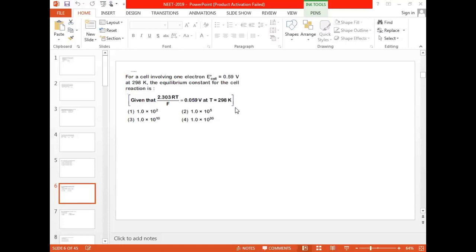For a cell involving one electron, E naught of cell is equal to 0.59 volts at 298 Kelvin. The equilibrium constant for the cell reaction is? Yes. Here, how many electrons involved? One electron is involved. The E naught value is given as how much? 0.59 is given, correct? Now, let us take a whiteboard as usual.